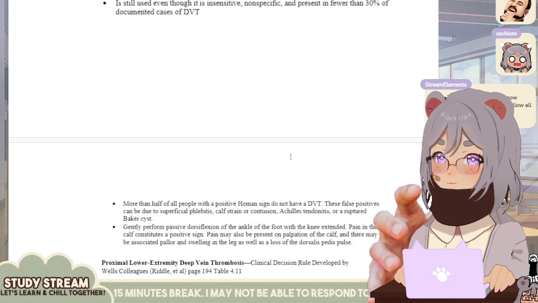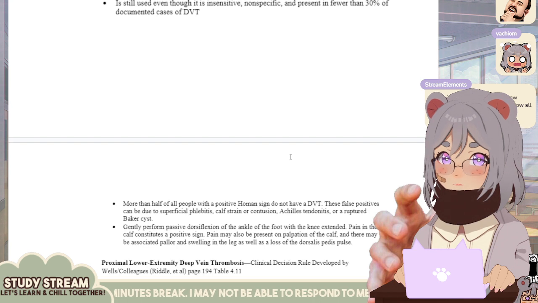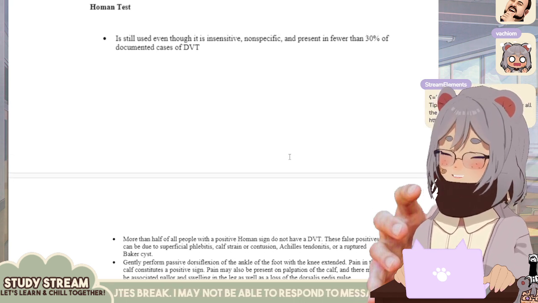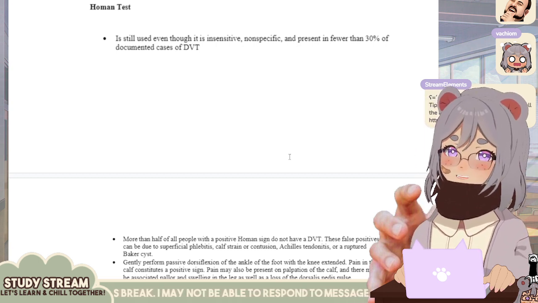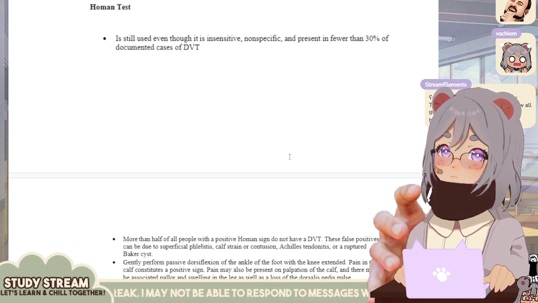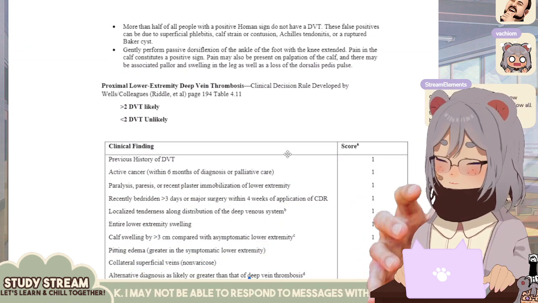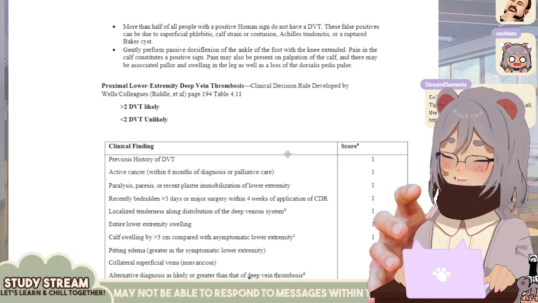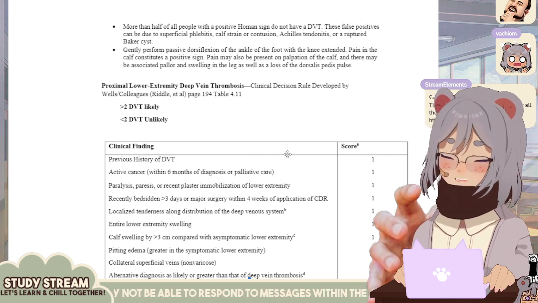The really cool thing about this test is that it actually sucks. It's still used even though it's insensitive, non-specific, and is present in fewer than 30% of the documented cases of DVT. So someone can present with DVT, you do the test, and they don't end up with a positive sign. Again, this test is not your end-all, be-all kind of test, unfortunately. So, big womp womp.